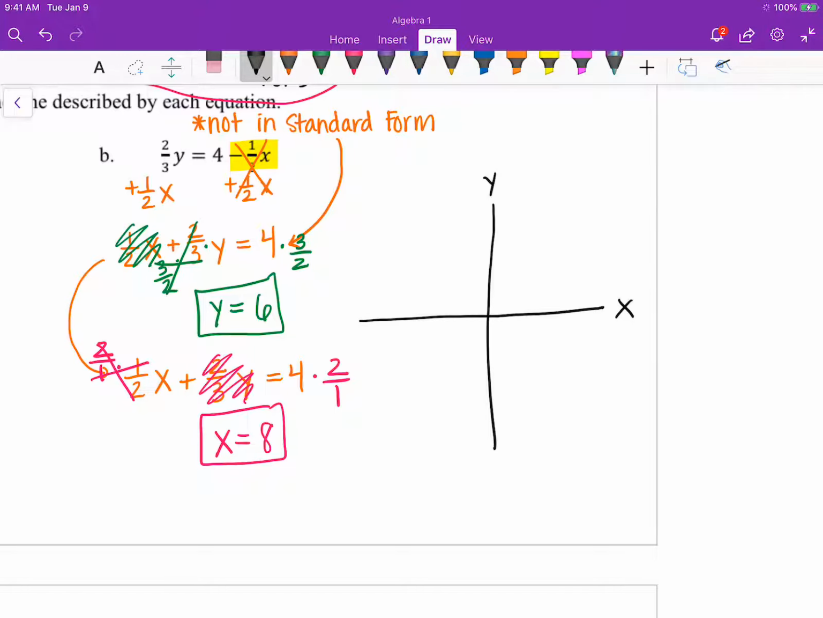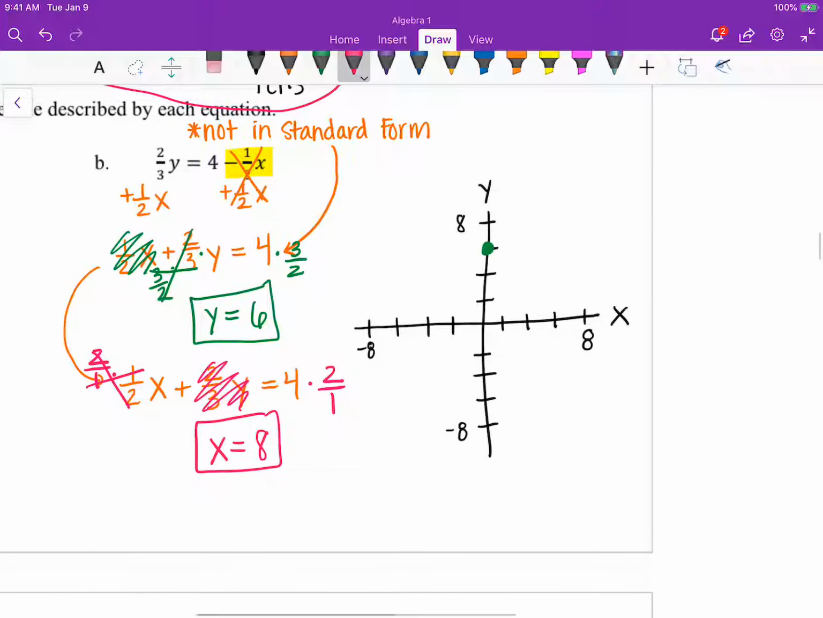So when we go to graph this, x and y, let's see, I'm going to count by 2s, 2, 4, 6, 8. And I'll do the same thing for my y's. 2, 4, 6, 8. 2, 4, 6, 8. There we go. My y-intercept is 6, so I'm going to count up 2, 4, 6. There's my y-intercept. My x-intercept, I'm going to count to the right over to 8 here. There we go. And then we can draw a nice straight line between the points. And that's my graph for part B.